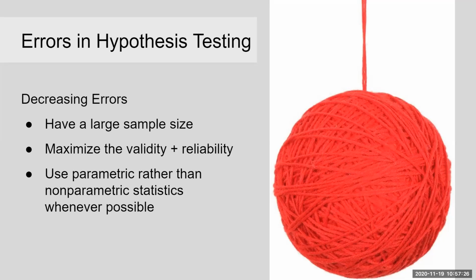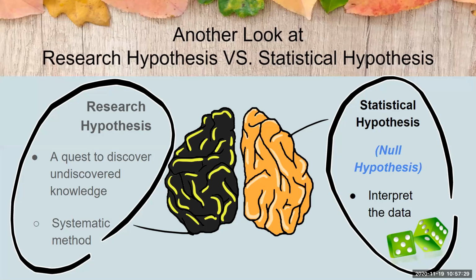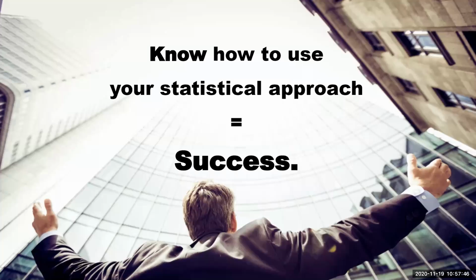Now, going back to our comparison of research hypothesis and statistical hypothesis. With a research hypothesis, we're familiar with forming a solution or discovering something that was undiscovered. In a statistical hypothesis, or the null hypothesis, we want to interpret data. So, in order to succeed within this quantitative data field of statistics, whatever statistical technique you choose, make sure you know how to thoroughly do that approach. This will lead you to success in understanding how to solve your research problems and forming a defensible analysis.